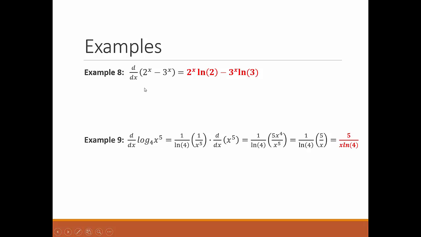Now notice this piece right here, I'm actually having to take the derivative of x to the 5th as well. So that's where I'm getting this 5x to the 4th, where things cancel.